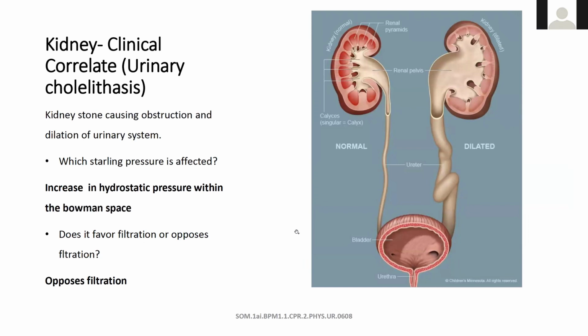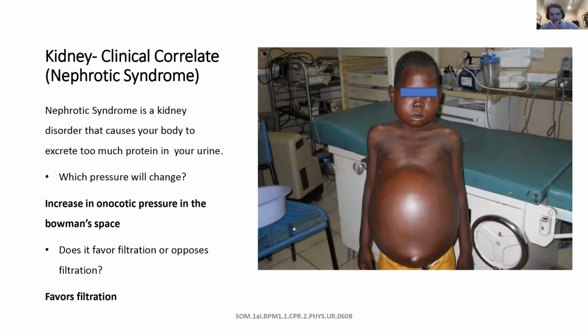I have a question, sorry. Yeah, go for it. I know oncotic pressure deals with reabsorption, right? Yes. How come it favors filtration here? Because it's in the interstitial fluid. So you define reabsorption or filtration by the capillary.